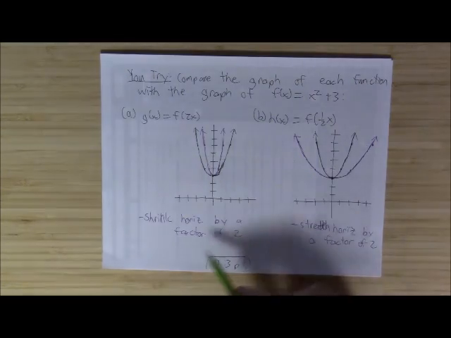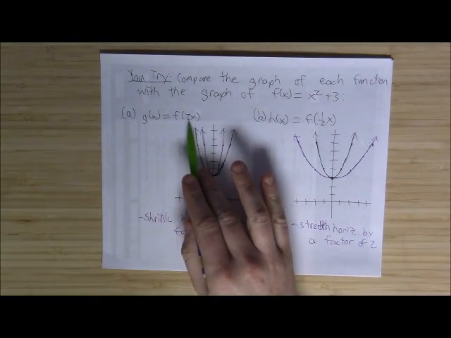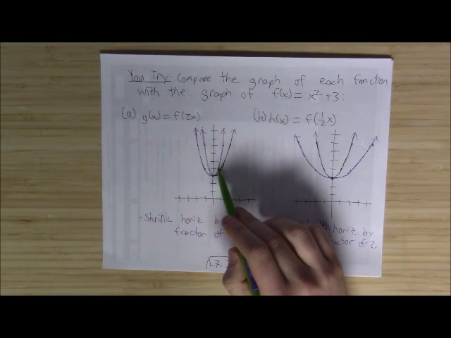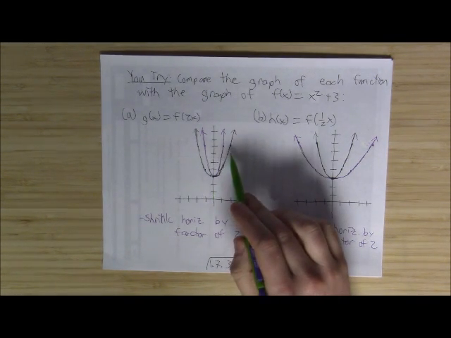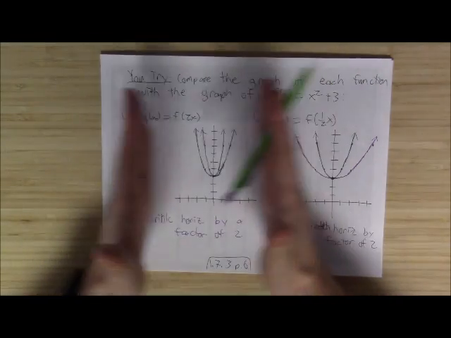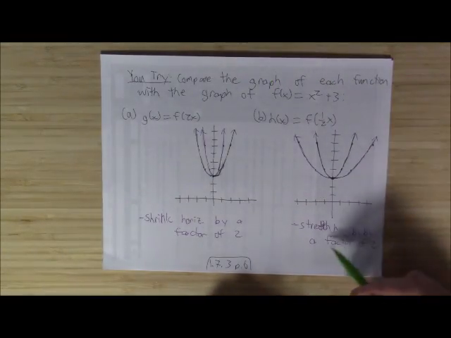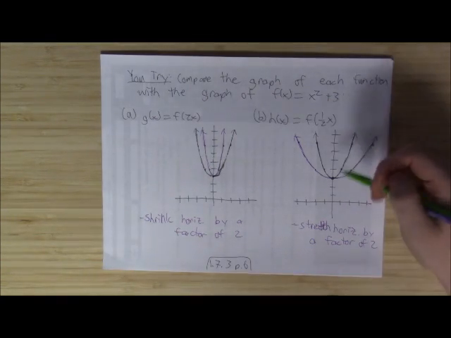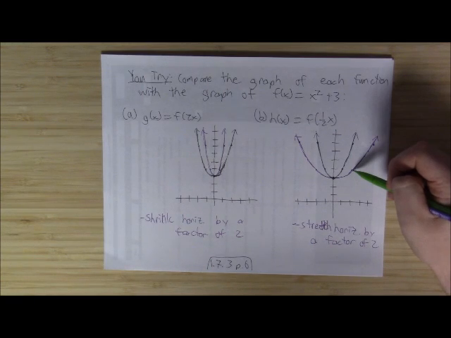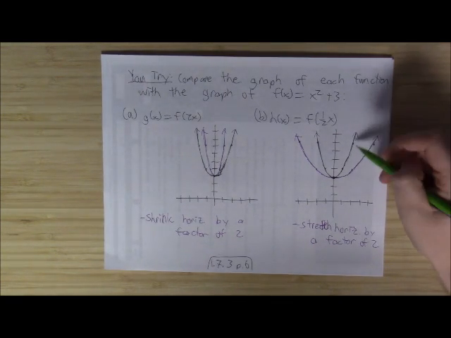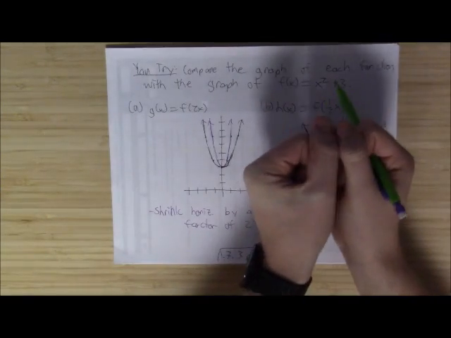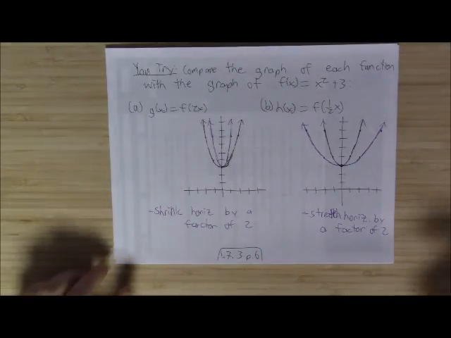So here we see that this is a horizontal shrinking by a factor of 2. And so 1 gets sent to 1/2, similarly 2 gets sent to 1, and so on. So it pushes in the graph. Here, we're stretching horizontally by a factor of 2. So 1 gets sent to 2, the x value of 2 gets sent to 4. And so what it's doing is essentially stretching out the graph.